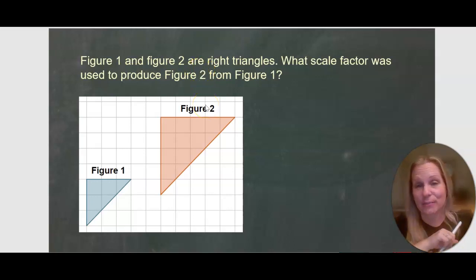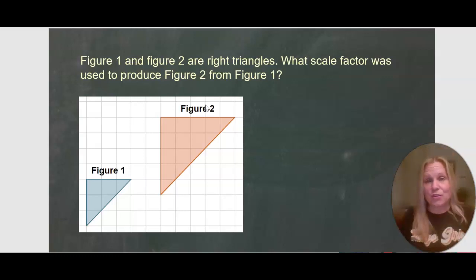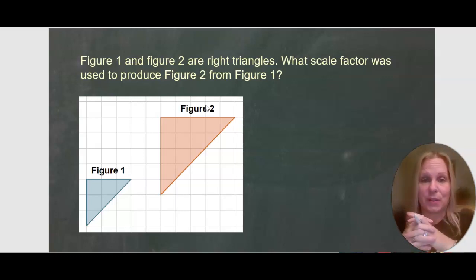Scale factor. Scale factor involves making things larger or smaller, but keeping the overall shape the same, just changing the size. When the scale factor is greater than 1, for example if we're doubling something, it's going to get larger. If the scale factor is less than 1, between 0 and 1, let's say a half, then the object is going to get smaller.